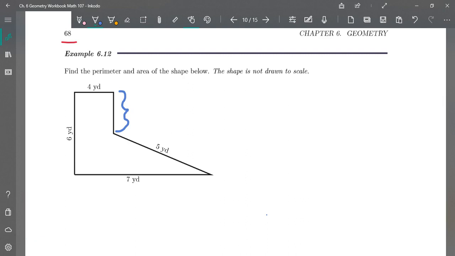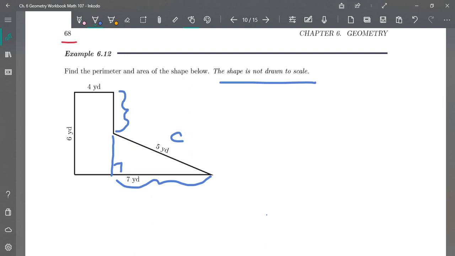And to do that, we need to know this dimension. Now it kind of looks like it's about halfway through, but it says the shape is not drawn to scale, so we can't really count on that or even measure. But we can use the Pythagorean theorem. We know this comes down at a 90-degree angle, so we know this would be the hypotenuse. This base of the triangle we also need to know, not only to use the Pythagorean theorem, but later that will help us find the area.